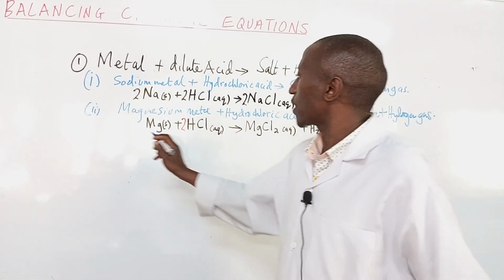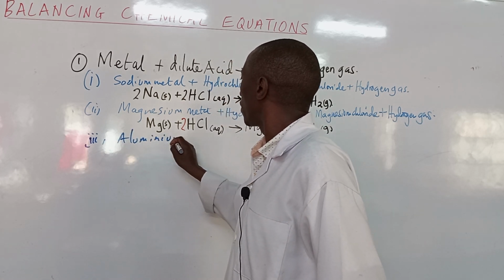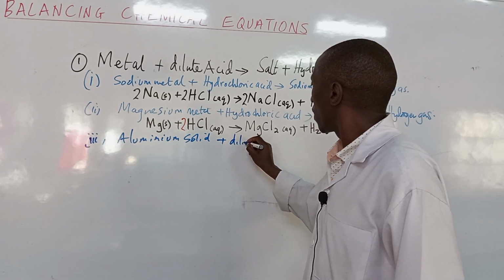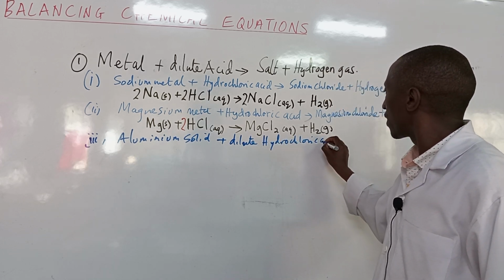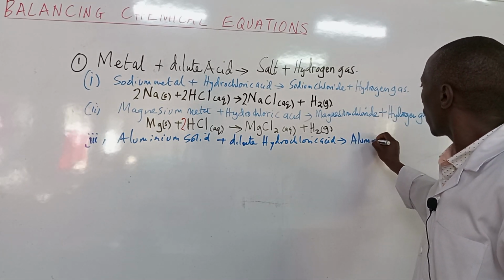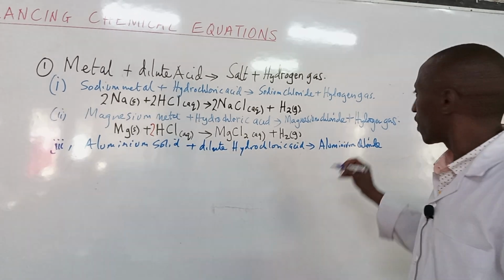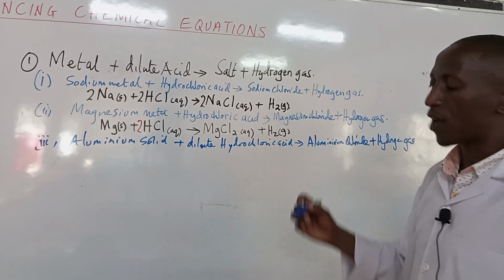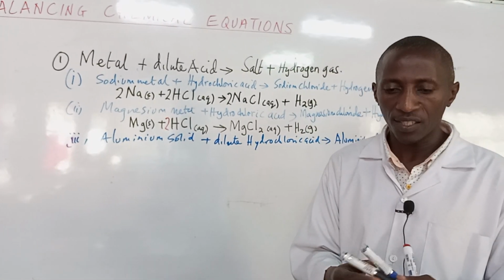Number 3, let's look at the case of aluminium. Number 3, we have aluminium solid reacting with some dilute hydrochloric acid, and this gives us the compound product aluminium chloride and hydrogen gas. Aluminium chloride and some hydrogen gas. Let's look at how we balance such.